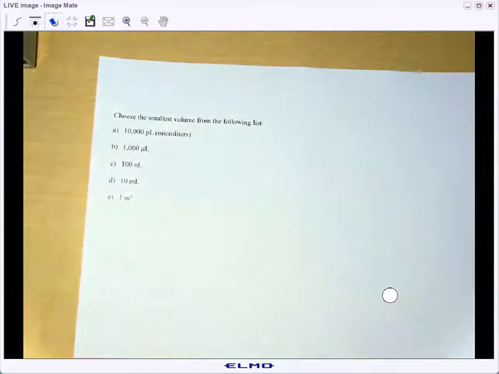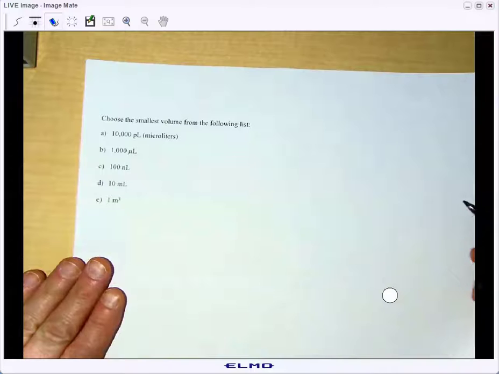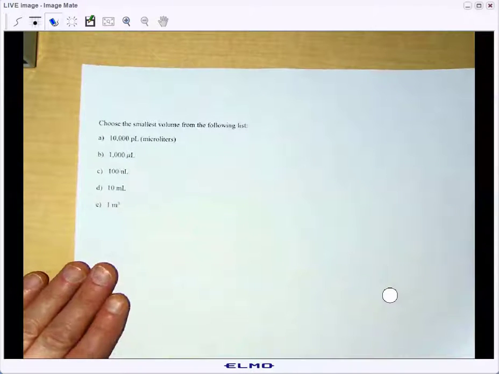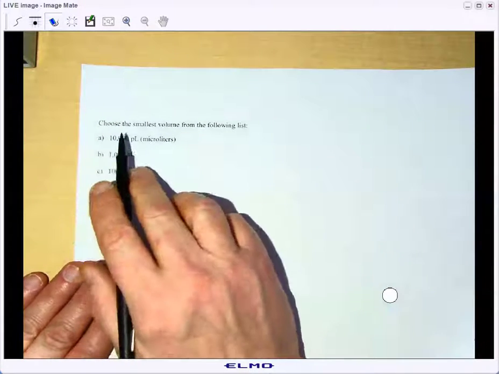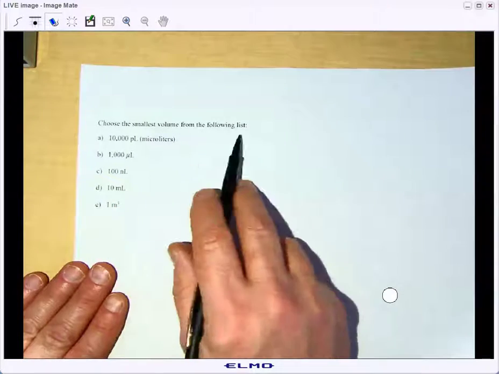Hello, everybody. I'm going to go through this problem and see how you guys feel about that. All right. Hello, everyone. This question says, choose the smallest volume from the following list.